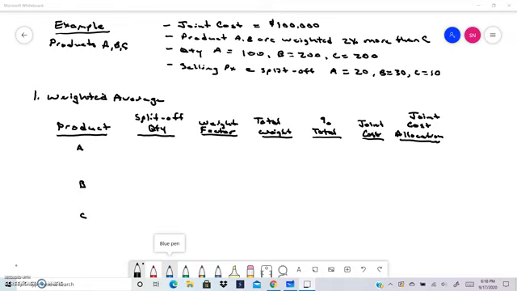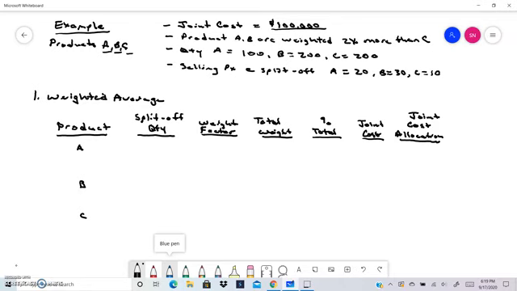We have three products, product A, B, and C. We have a joint cost of $100,000. So that $100,000 is processing all three of those products before we can really split them apart and know which cost can be directly assignable to them. So that 100,000 is before we're able to do that.